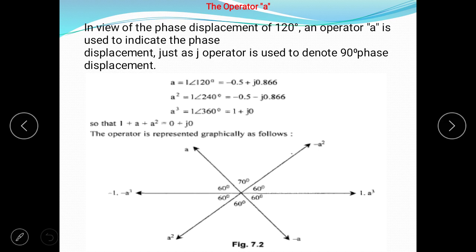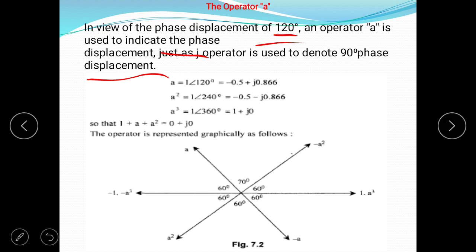Now, the concept of operator A. What is operator A and what is the function of operator A? In view of the phase displacement of 120 degree, an operator A is used to indicate the phase displacement. Just as the J operator is used to denote 90 degree phase displacement, in a similar manner, operator A represents a phase displacement of 120 degree and its magnitude is 1.